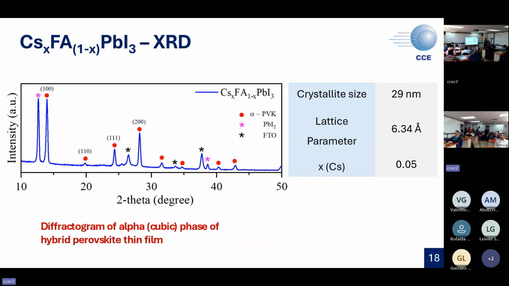In the case of the crystalline structure, we present an alpha cubic phase of the perovskite thin film. In particular, we have a shift of the lattice parameter in comparison with a pure formamidinium perovskite, and it's possible to estimate a proportion of cesium in the material of around 5%.